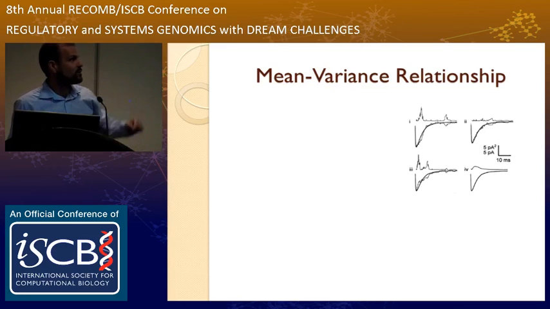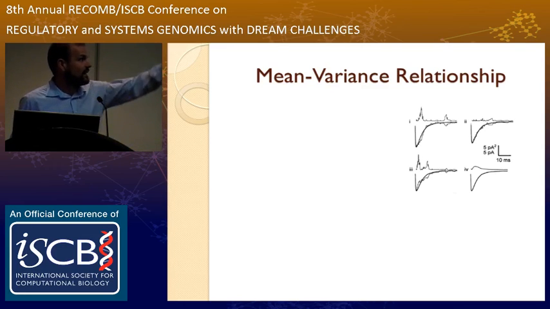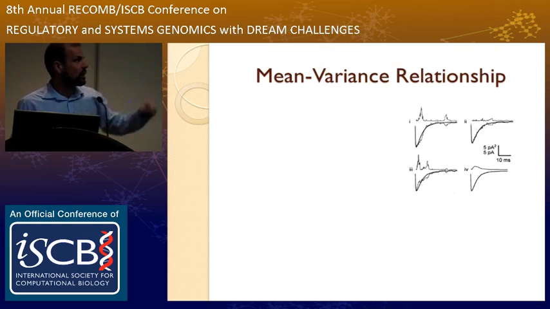So here, the downward going deflections are excitatory postsynaptic currents, and these black lines traced on top of them are the mean value across replications, and the upper trace in each of these 4 quadrants is the variance across replications. And so what does it tell you when you see the variance being of a certain level and the mean being of a certain level? And what does it tell you before and after some experimental intervention?